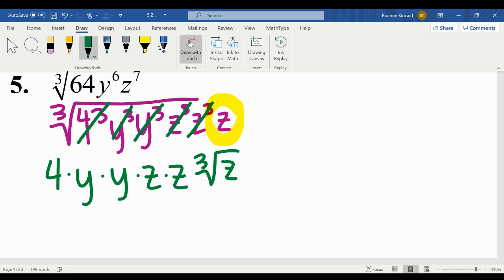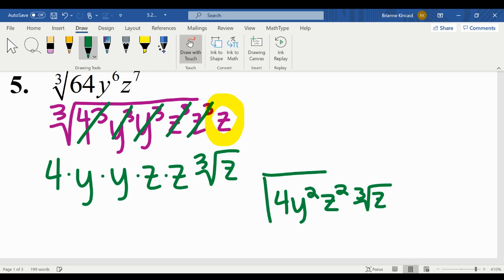Just to clean this up a little bit, we want to write this one final time. This is 4, 2 y's on the outside, 4y squared, 2 z's on the outside, z squared, times the cube root of z, for our final answer.